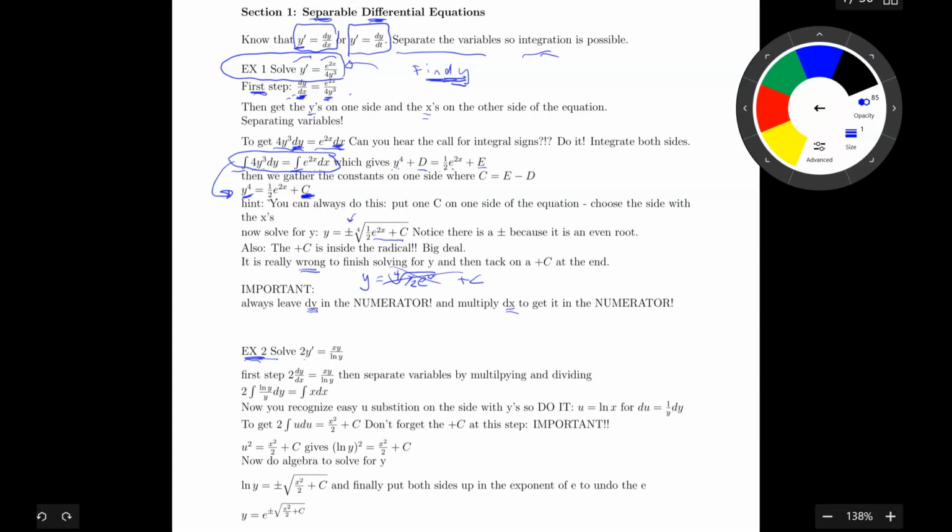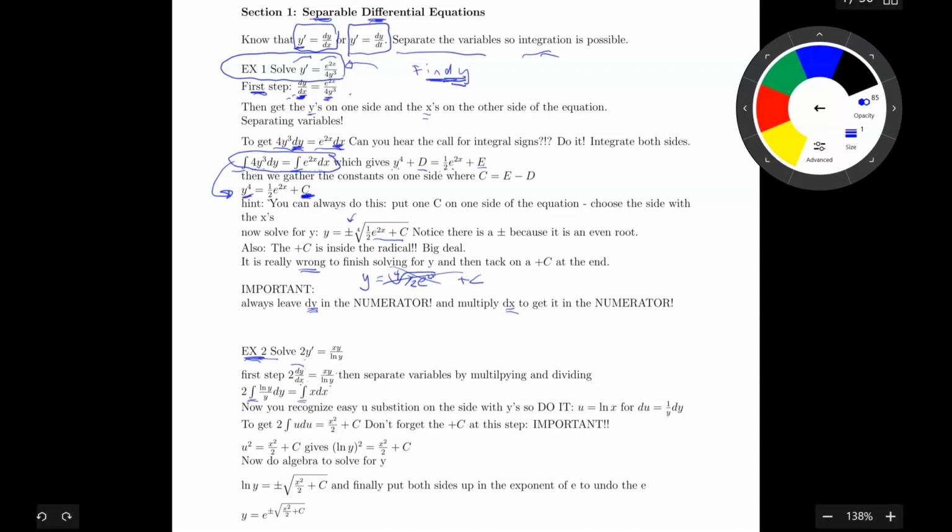Okay, so let's look at another one. 2y prime is equal to this. Start by rewriting y prime as dy over dx. Don't get that mixed up. If you get that mixed up, you'll be lost in the very first step. It's dy over dx. Then I'm going to multiply by dx and multiply by ln of y. And then I'm ready for integral signs.